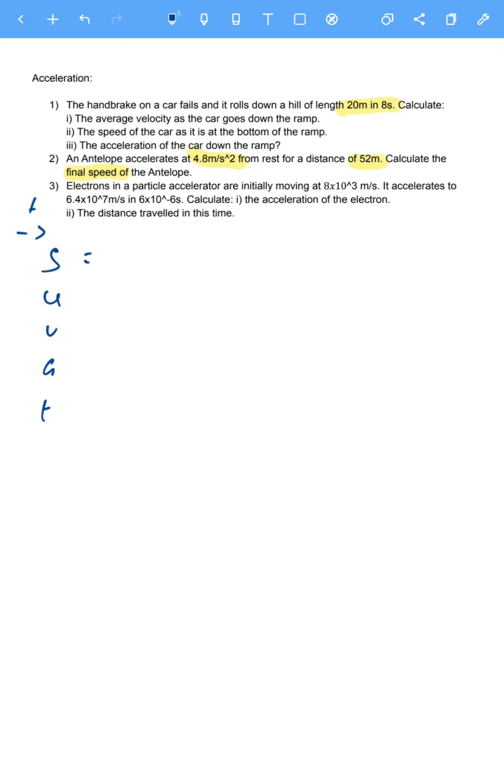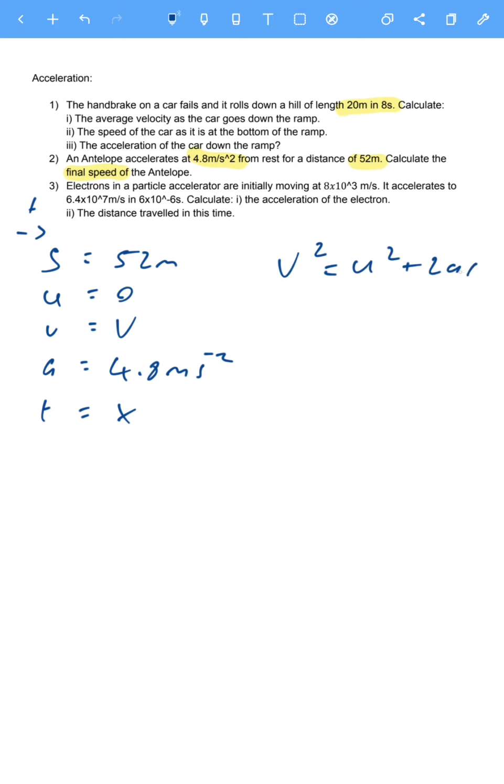So the displacement is 52 meters. The initial speed is 0 because the antelope is initially at rest. The final speed is what we look for, V. The acceleration is given as 4.8 meters per second squared. And the time taken, we don't know. So we need an equation without T in it.